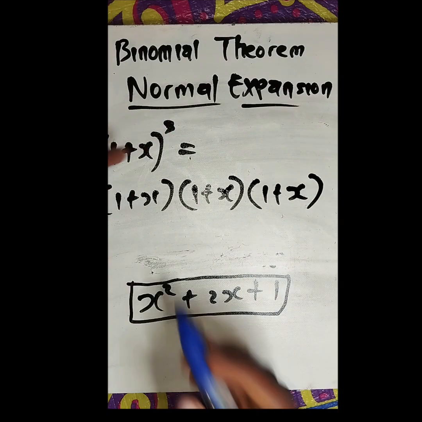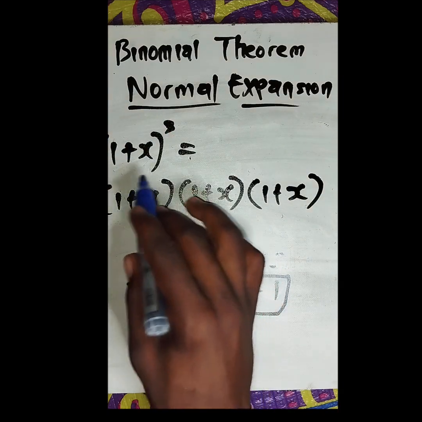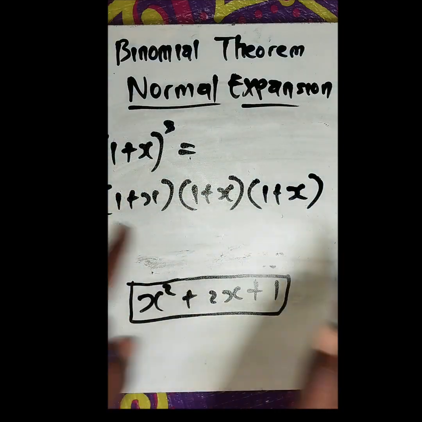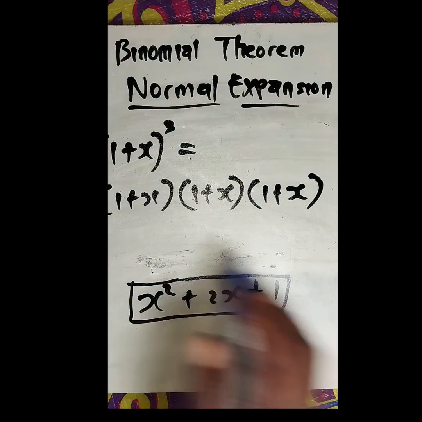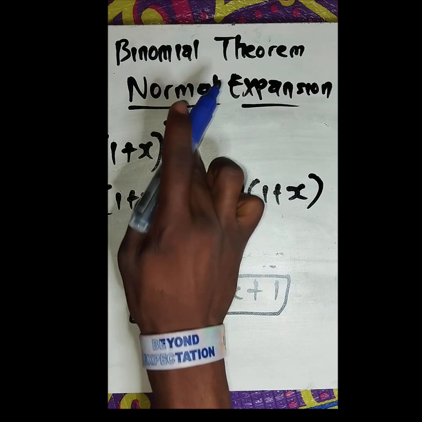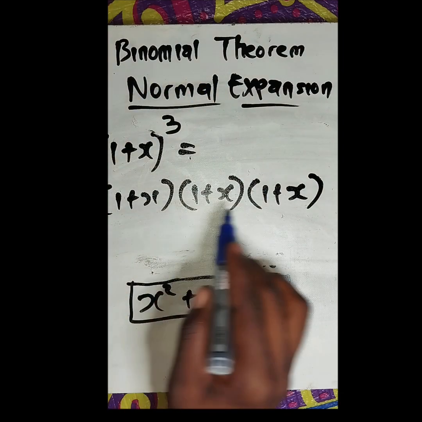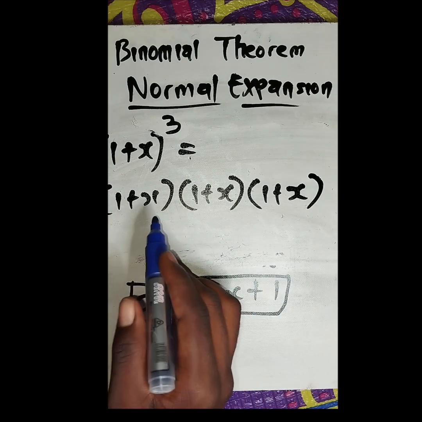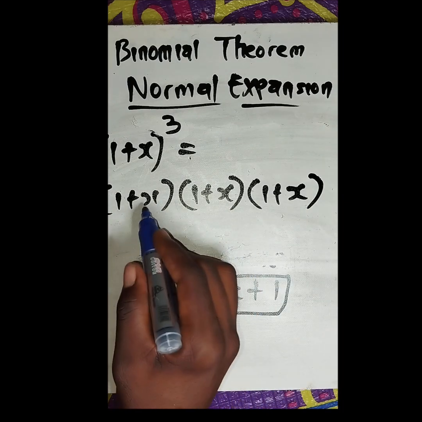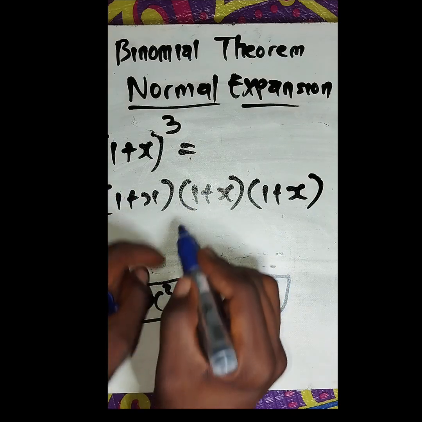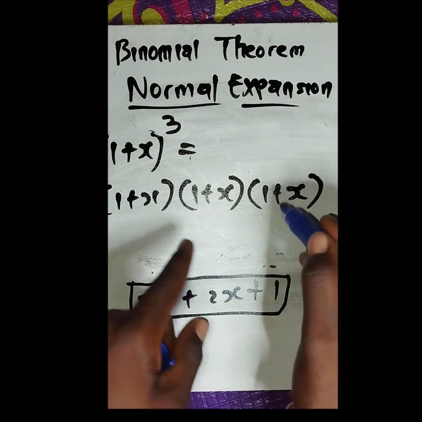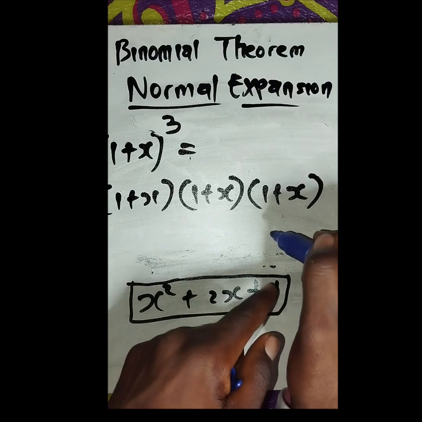If it is raised to the power of 10, that means you'll be having 10 brackets. 1, 2, 3, 4, 5, 6, 7, 8, 9, 10. Do you understand? But now we have just raised to the power of 3. So we'll be having 3 brackets like this. So what do you do? Like I said earlier, you pick them in 2. You multiply these 2 first. Whatsoever you get, take it together with this third one, multiply out.